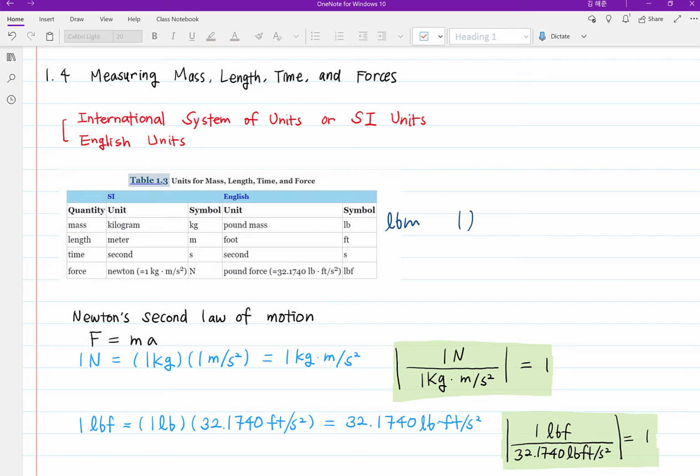So 1 pound mass equals 0.45359 kilogram. Length is the foot. 1 foot equals 12 inches, or 0.3048 meter. Time is the second.